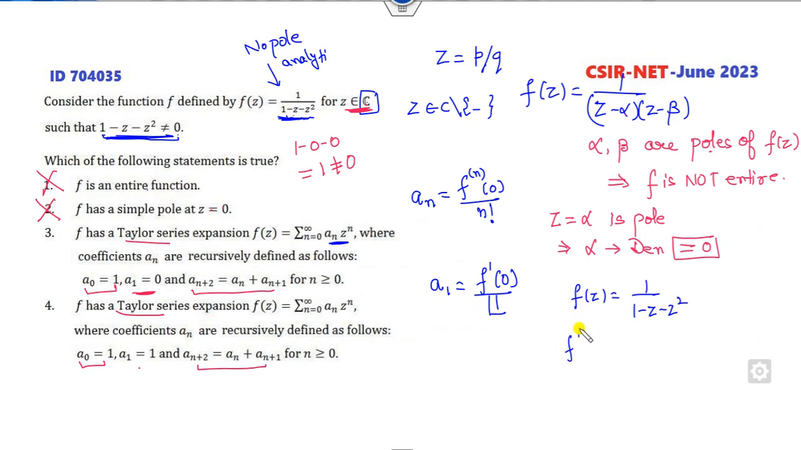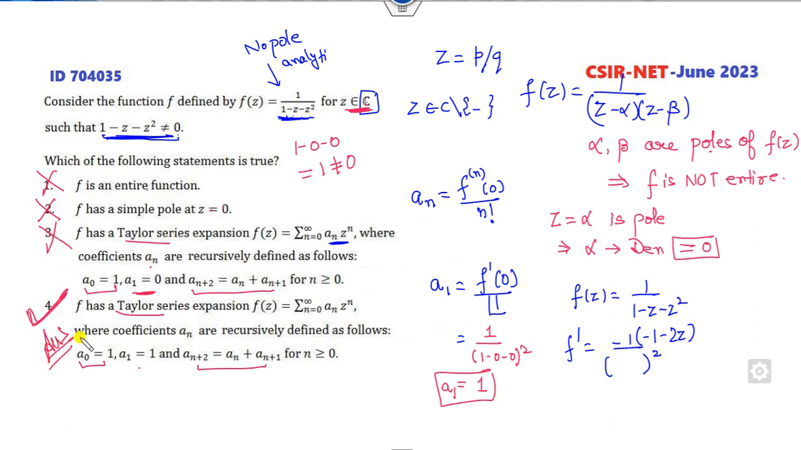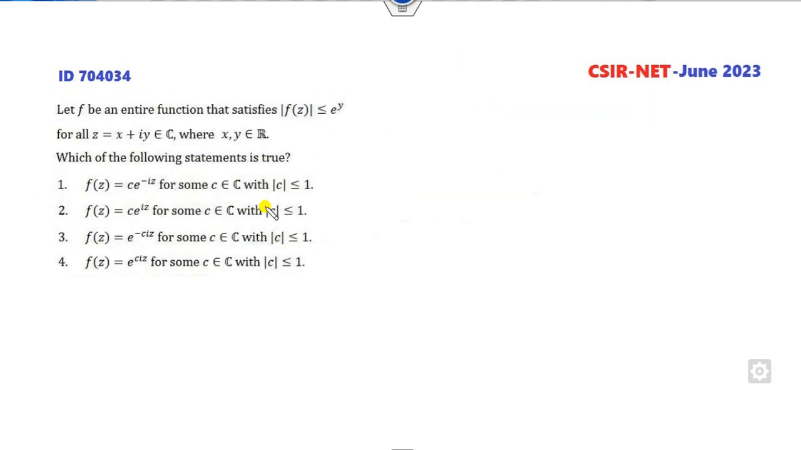What is the first derivative of this? Minus 1 over the whole square, into minus 1 minus 2z. If I take the first derivative at the point 0, it is plus 1 over (1 minus 0 square) squared, which is plus 1. So a1 is plus 1, not 0, so this option is cancelled. Only the remaining option is the correct answer of this problem. That's a simple question about complex analysis.